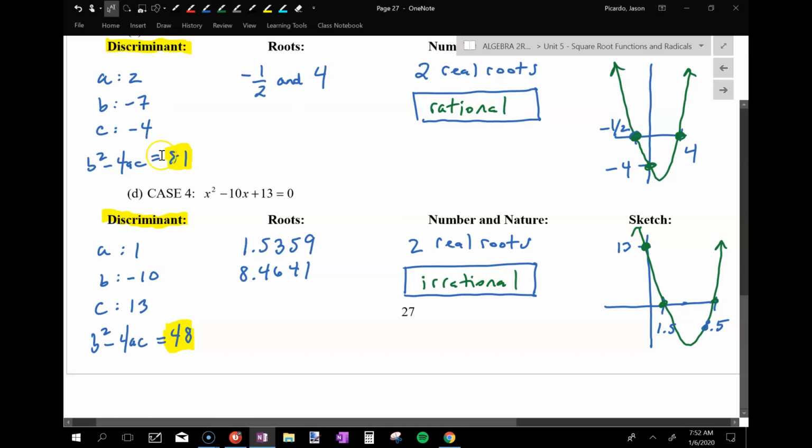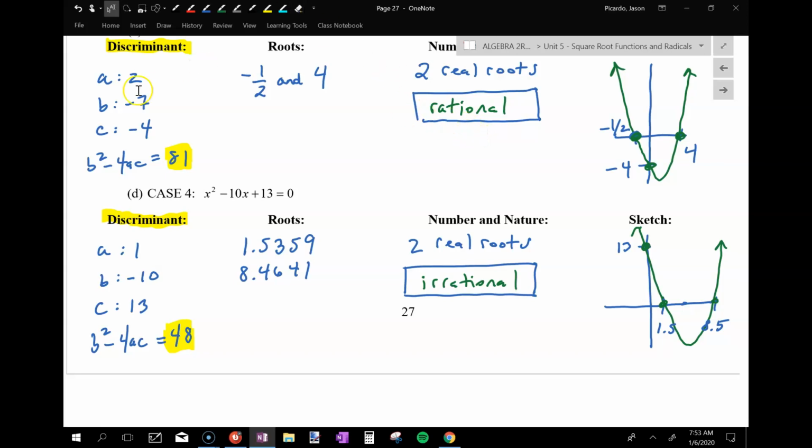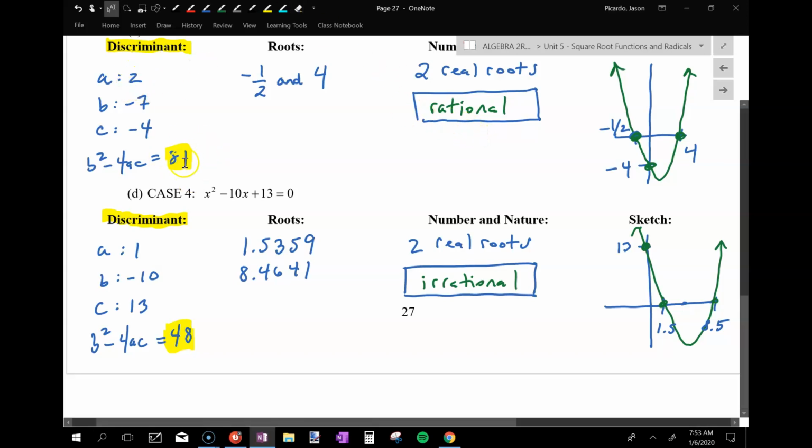What type of discriminant gives you rational roots? You're saying the right thing the wrong way. You got it. Not a square root, but a perfect square, right? If you have a discriminant that is a perfect square, is 81 a perfect square? Yeah, what's the square root of 81? 9, right? Is 48 a perfect square?